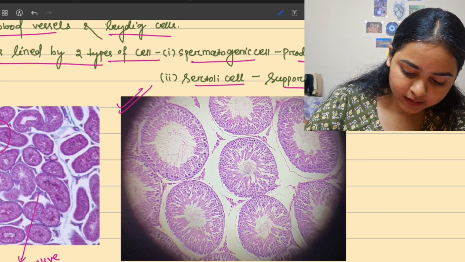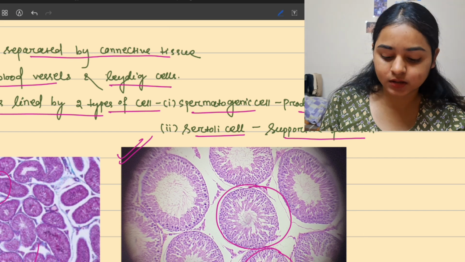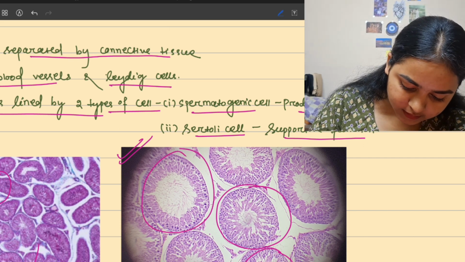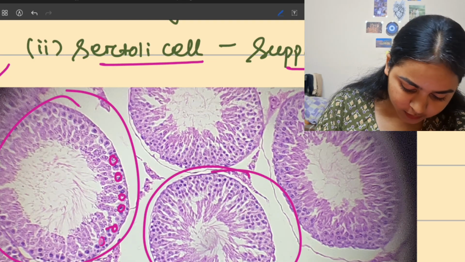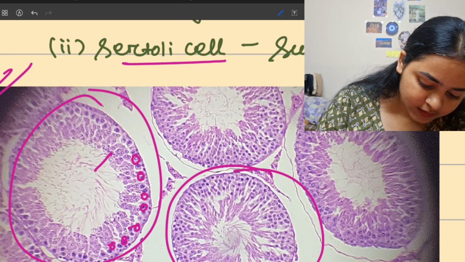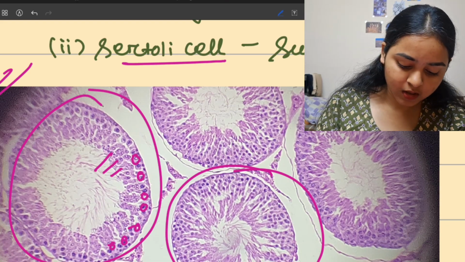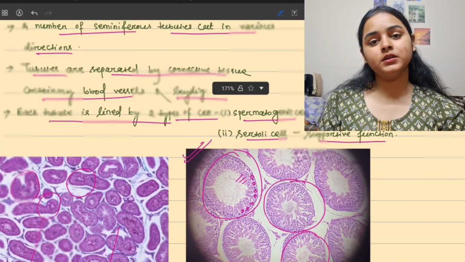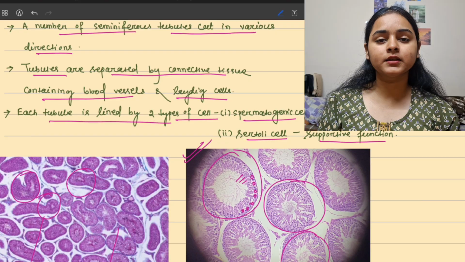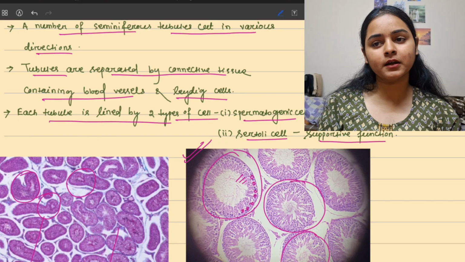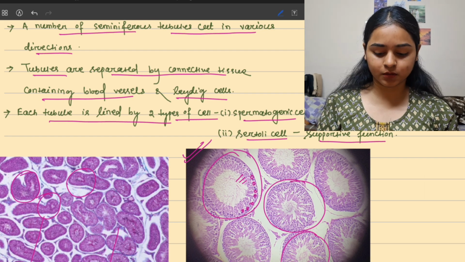You can easily identify the seminiferous tubules present in the cut section, and you can see these are the spermatogenic cells present towards the periphery. These are the spermatogenic cells, and towards the lumen, these are the Sertoli cells present in the seminiferous tubule. And also, the first cells towards the periphery are the primary spermatocytes. Then below that, these are the secondary spermatocytes, and after that, the immature and mature sperms are present. So towards the lumen, the mature sperms are present.